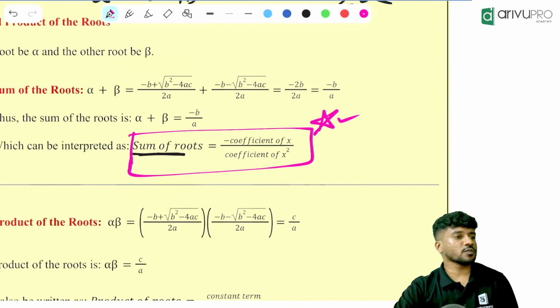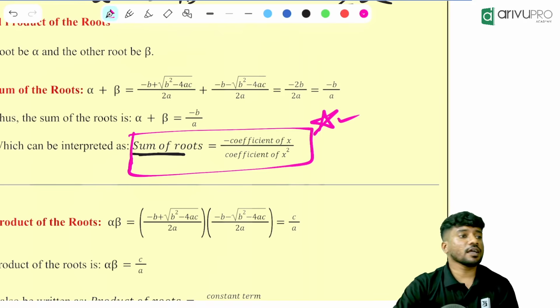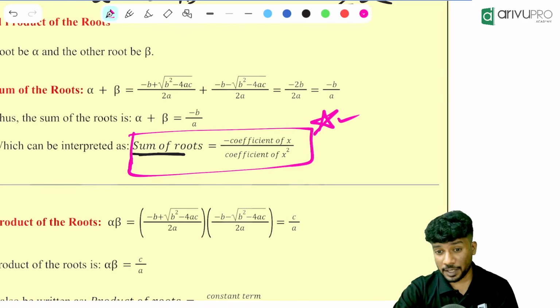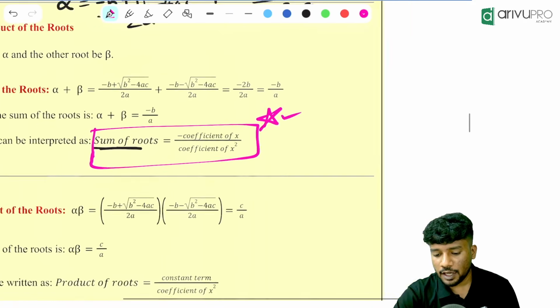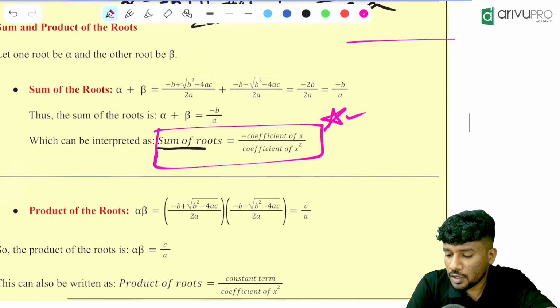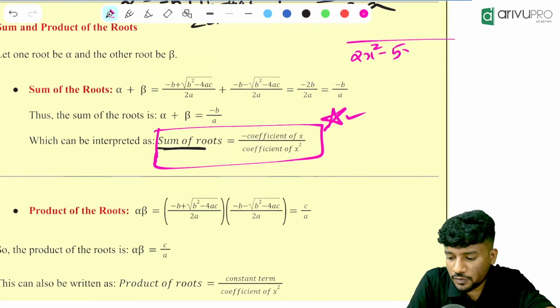Sum of the roots is what? Minus the coefficient of x, whatever it may be, we write with a minus sign, divided by the coefficient of x square. Now I will ask you a question. What is the sum of the roots of this one? 2x square minus 5x plus 25 is equal to 0.